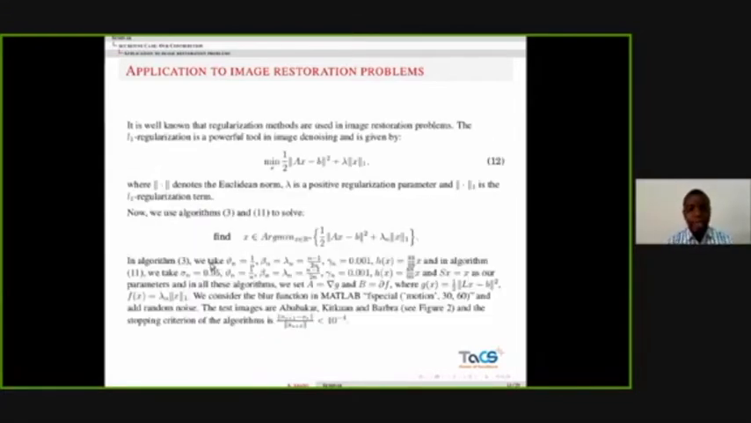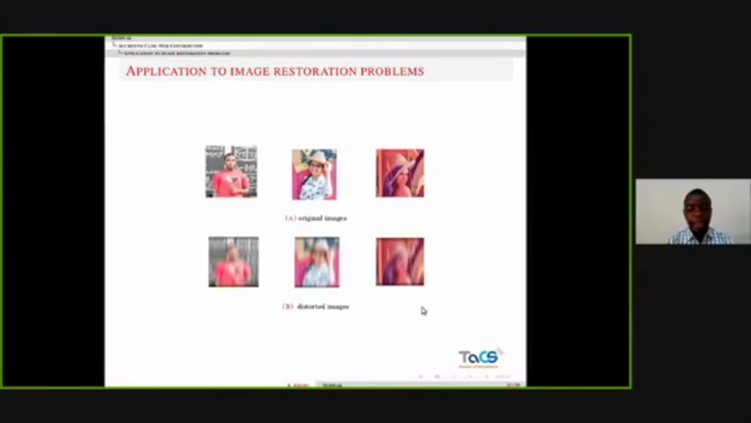It is well known that the L1 regularization method is a powerful tool in image denoising, and the process is given by 12. So we use algorithm 3 of Wang et al. itself and our proposed algorithm 11 for the restoration process. In MATLAB, we set this A to be the motion blur function and added random noise. The test images we used are Abubakar, Kitwan, and Barbara. For the case of these images, the problem we considered is a scenario whereby the whole image is degraded and the objective is to restore the complete image.